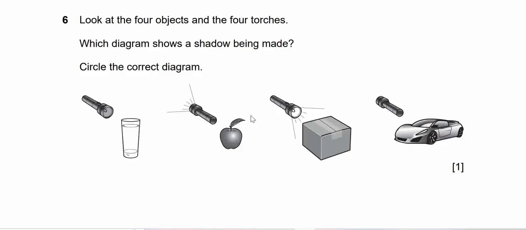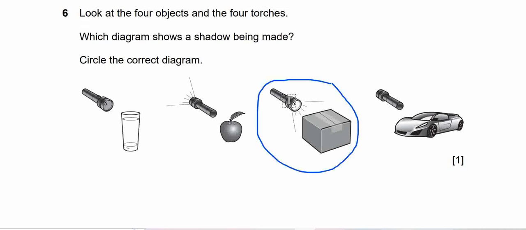Next. Now we have question six. Look at the four objects and the four torches. Which diagram shows a shadow being made? Circle the correct diagram. Is it the first, the second, the third, or the fourth? 10 seconds. 9, 1. All right, guys, let's open up the answer.